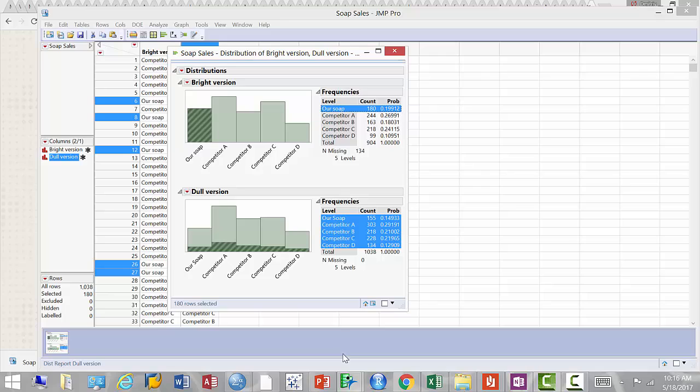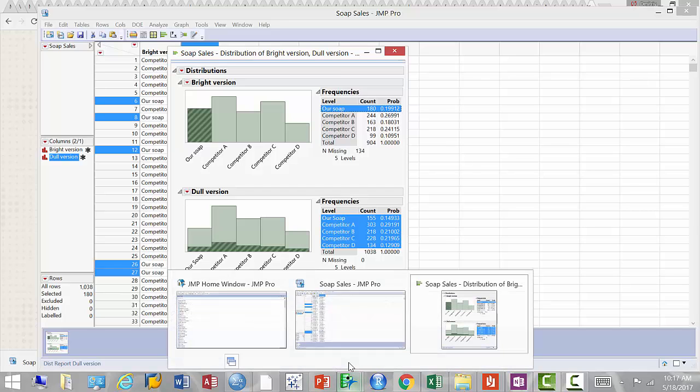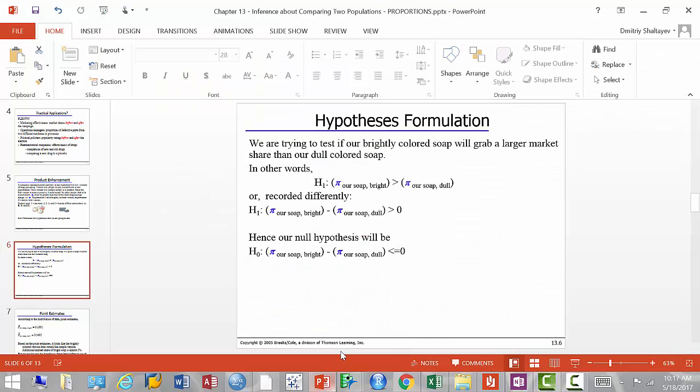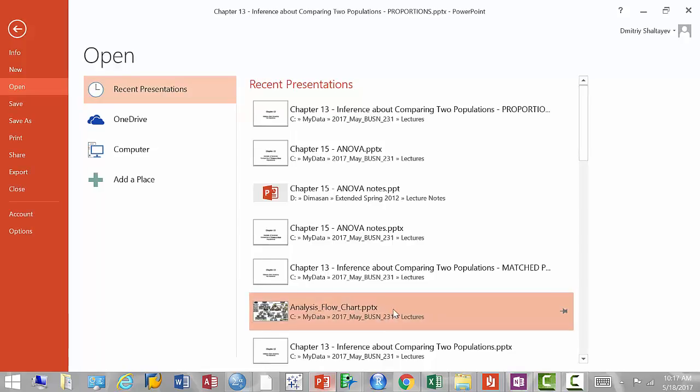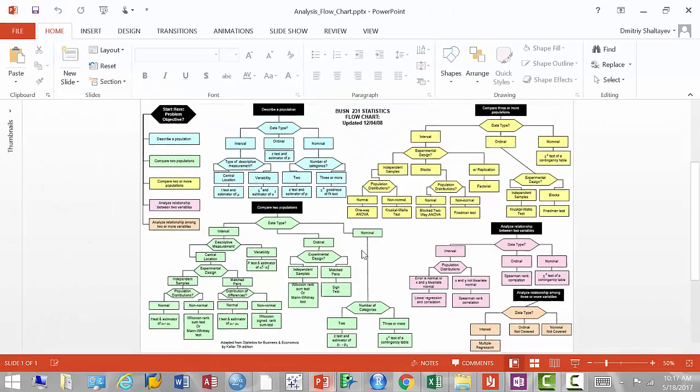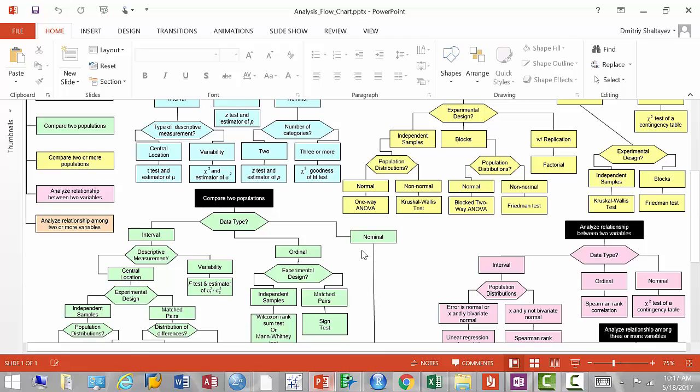Okay. Now, of course, we need to test this thing, right? Because it's all based on samples, and therefore we don't know if it's a random fluke, if this 5% difference between the market shares is really a statistically significant difference, right? It can be just random fluctuation. But before we do that, let's actually use our flowchart. Let me go ahead and open the flowchart. Yeah, right there. So again, what I want us to do is be able to look at any statistical problem, and follow this decision tree flowchart to find out which test we need to use.